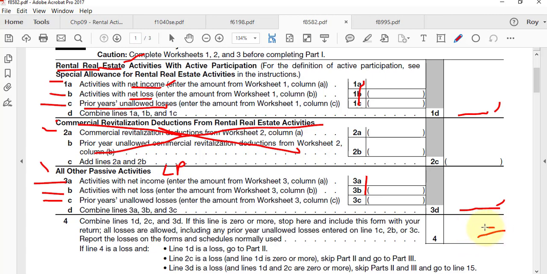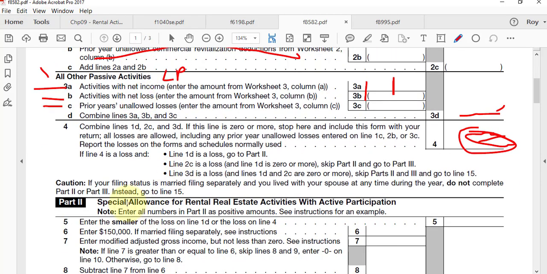And again, if you end up with losses here, possibly you cannot deduct all of the losses because they exceed the amount of passive income you've reported up here. So let's say that you have some income and some losses. If you end up with a loss here and the main loss is attributable to rental real estate, you may be able to claim a deduction for part of it. Here, this so-called special allowance for rental real estate.